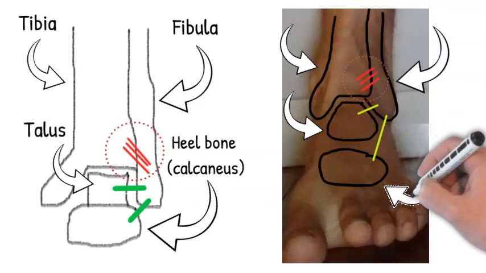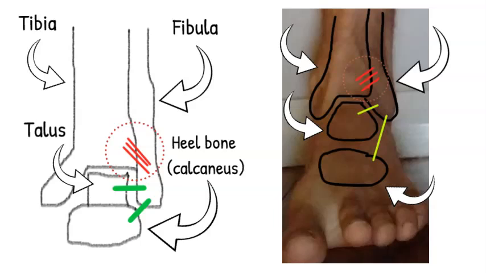The green ligaments there are ligaments further down that you typically injure in a low ankle sprain, and it's not relevant to a syndesmosis. It's not the same injury.